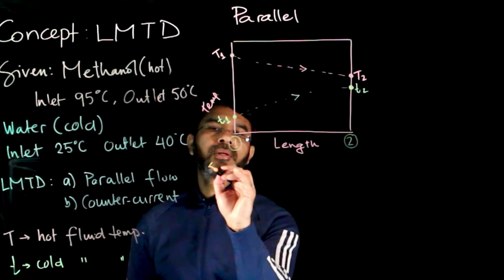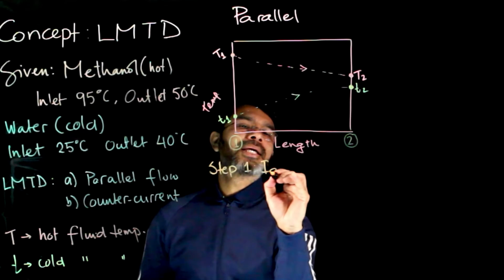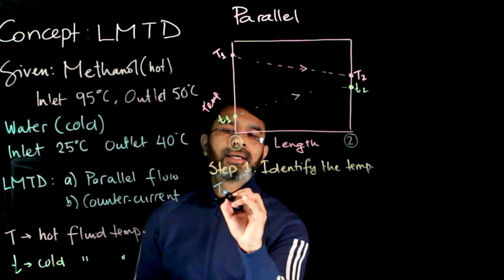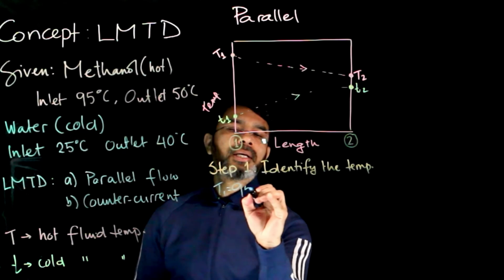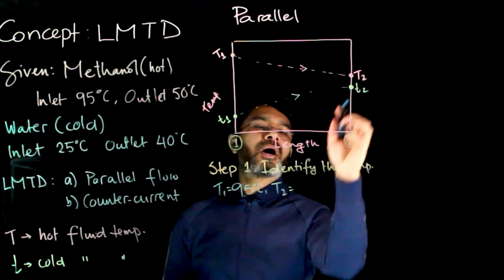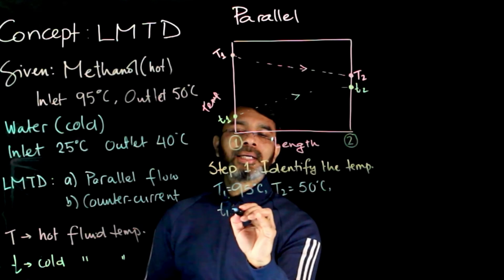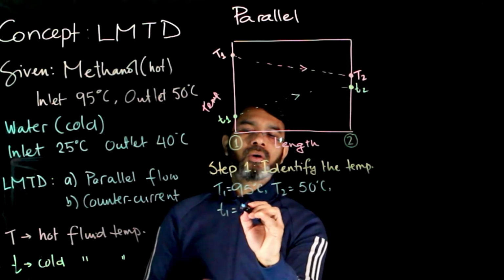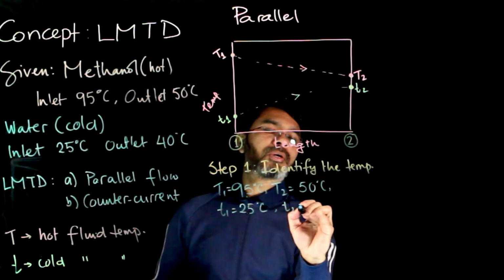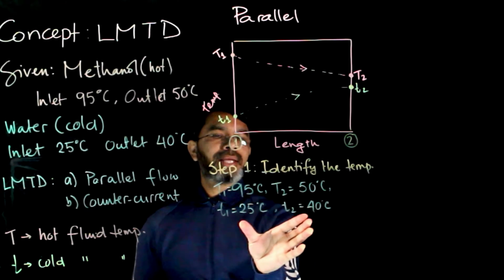Step 1: identify the temperatures. For this we get T1 equals 95 degrees centigrade, T2, the outlet for the hot stream, is 50 degrees centigrade, t1, the inlet for the cold stream, is 25 degrees centigrade, and t2, the outlet for the cold stream, is 40 degrees centigrade. So step 1 is just to identify the temperatures.